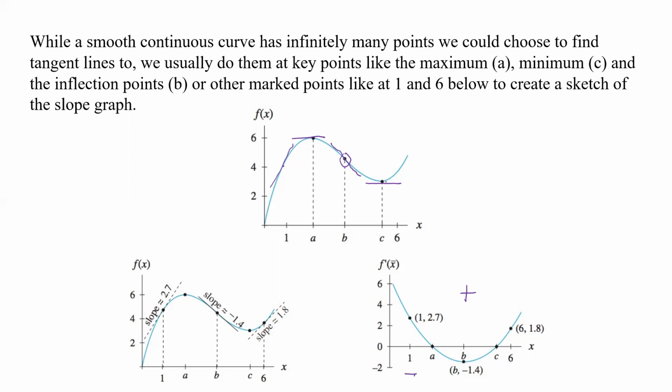And then what we're going to do is at 6, we'll do another one. And that one, we'll figure out the slope again, whatever that point is, and they found it to be about 1.8 on theirs. And from there, we can draw our nice smooth quadratic.